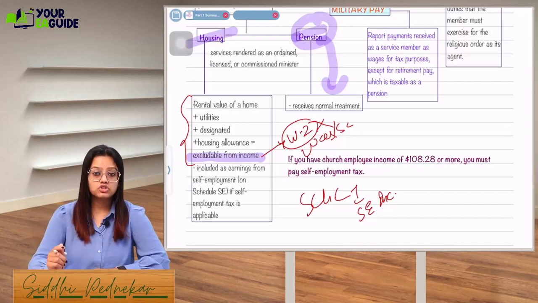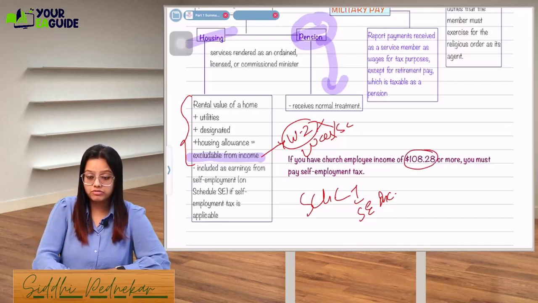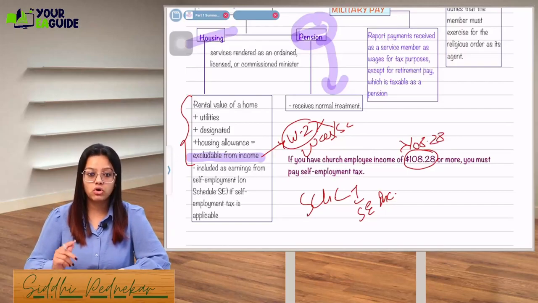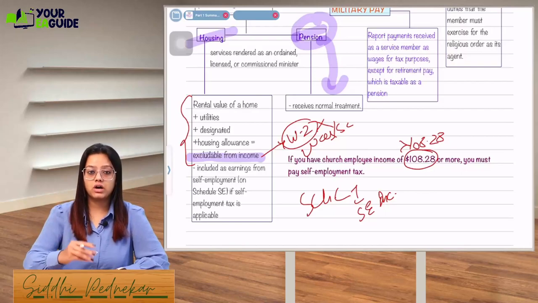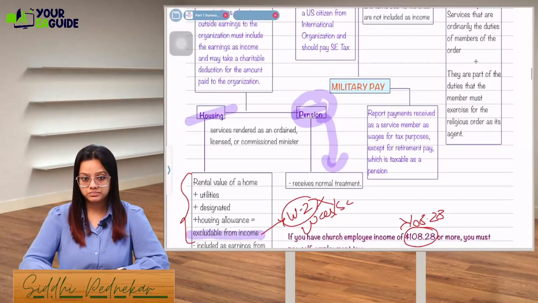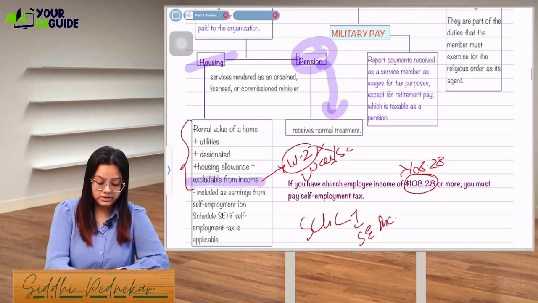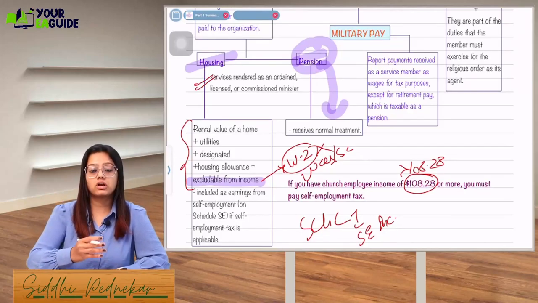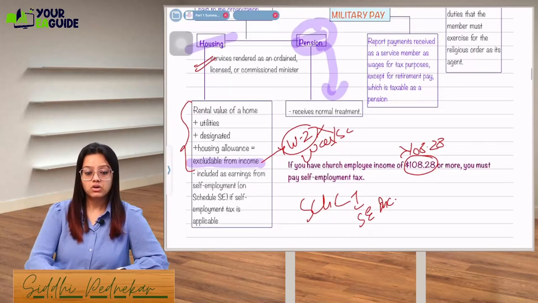If you have a church employee who has income of more than $108.28, then you will mandatorily have to pay the self-employment tax on the whole earnings which you are going to earn from the church. Okay, and this is applicable only in case of service rendered as an ordained, licensed, or commissioned minister. Got it, guys?